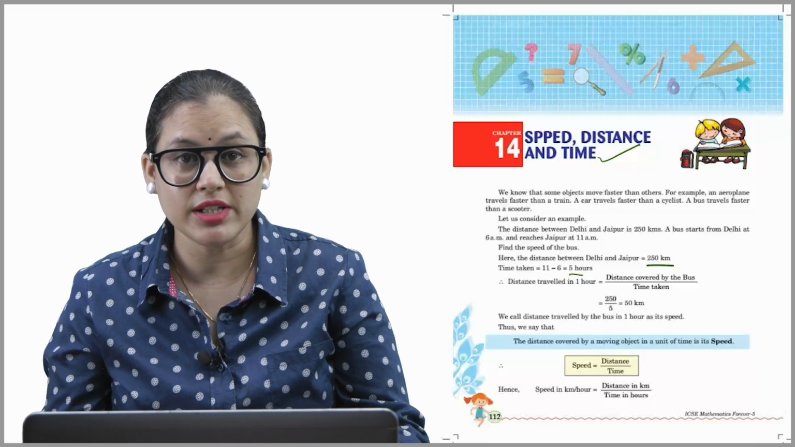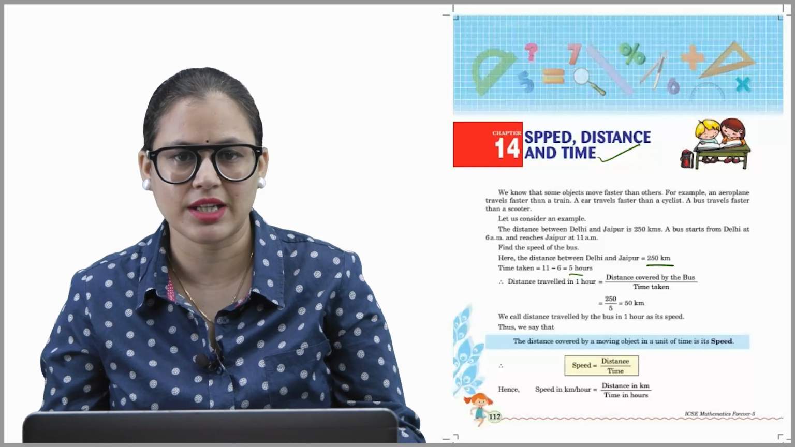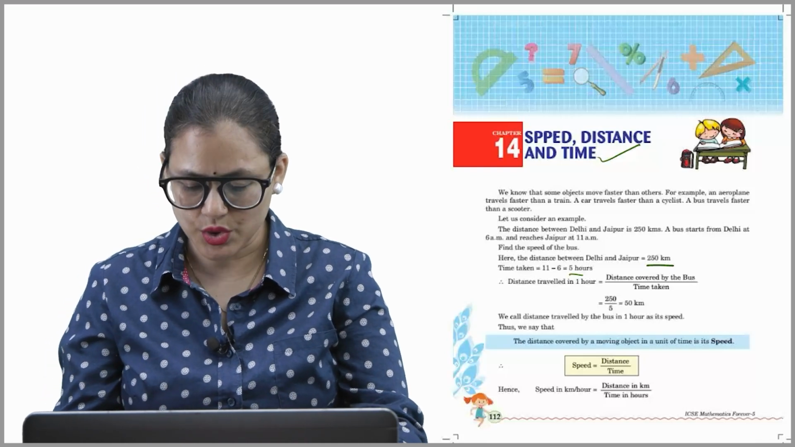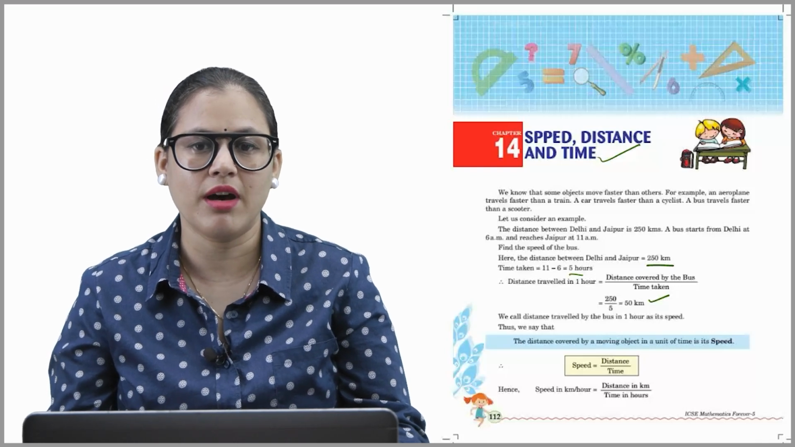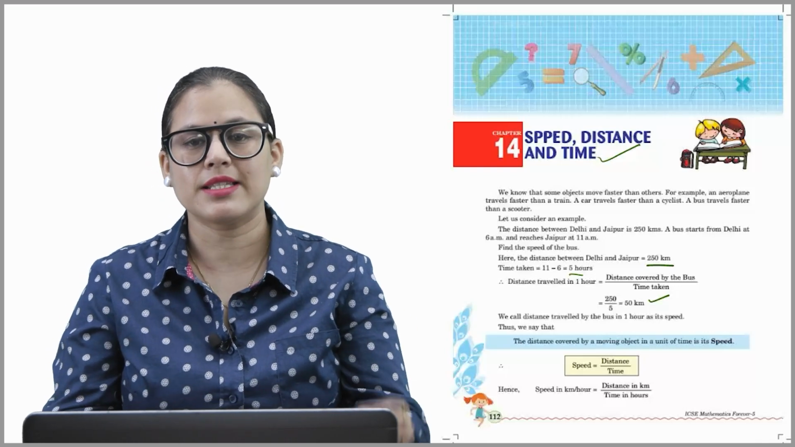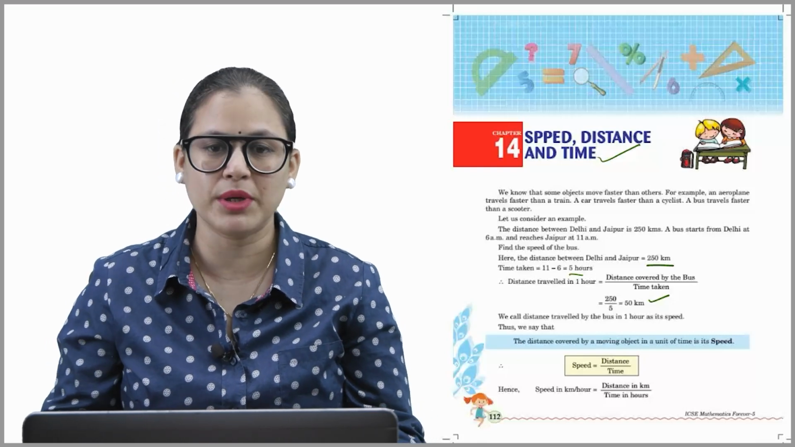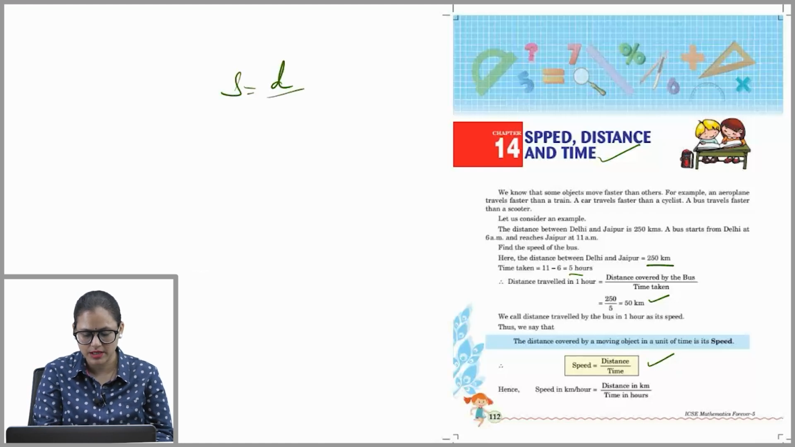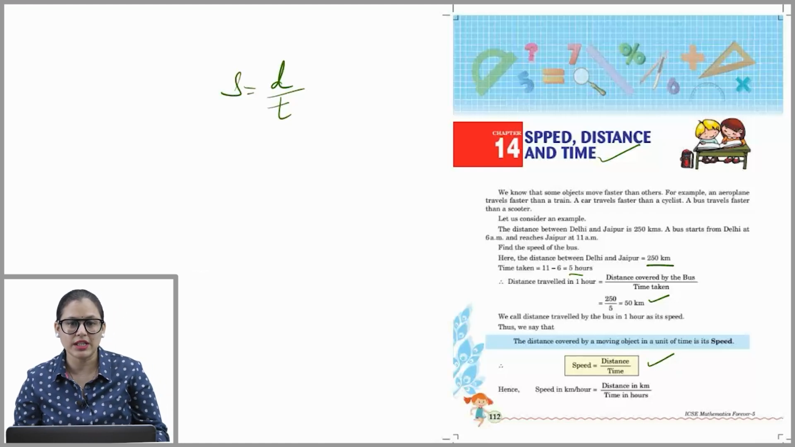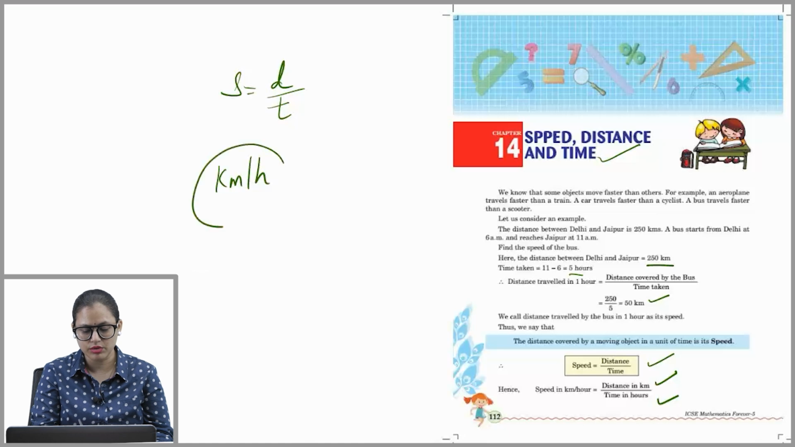So distance travelled in 1 hour is the distance covered by the bus upon time taken. So 250 by 5 is equal to 50 kilometers. We call the distance travelled by the bus in 1 hour its speed. Thus we say that the distance covered by a moving object in a unit of time is its speed. And speed is equal to distance upon time. Speed is in kilometer per hour, distance in kilometer and time in hours. Kilometer per hour, this is the unit of speed.